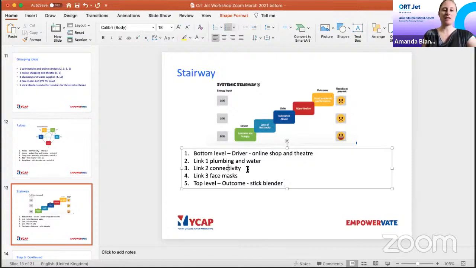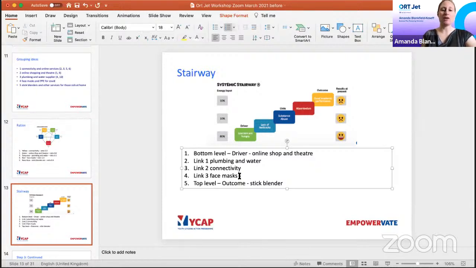Then the next one's connectivity. So you can also have on your online shop a section where you are selling fiber, any kind of data, any connectivity that you need so that they can do everything online. They can say, well, I need to get fiber. This is my information. Can you give me a quote? And then they can book their fiber installation from there. Or if they want to buy data, they can buy it there. Anything to do with connectivity can be done on your online shop.